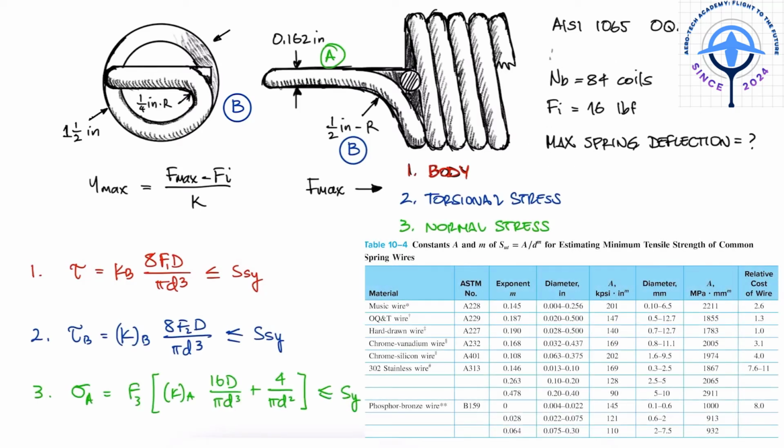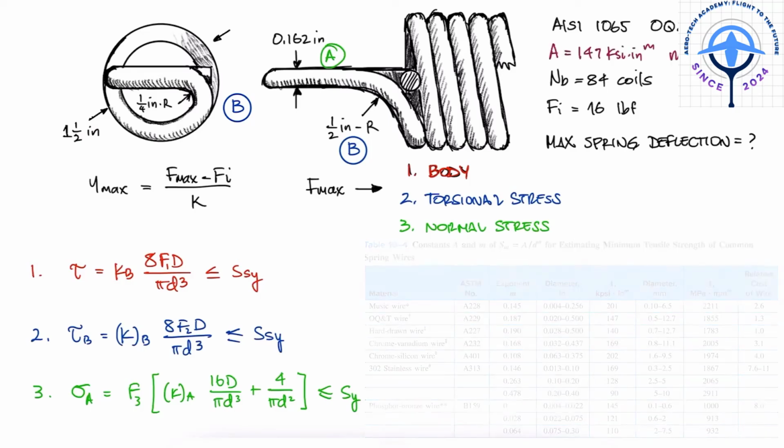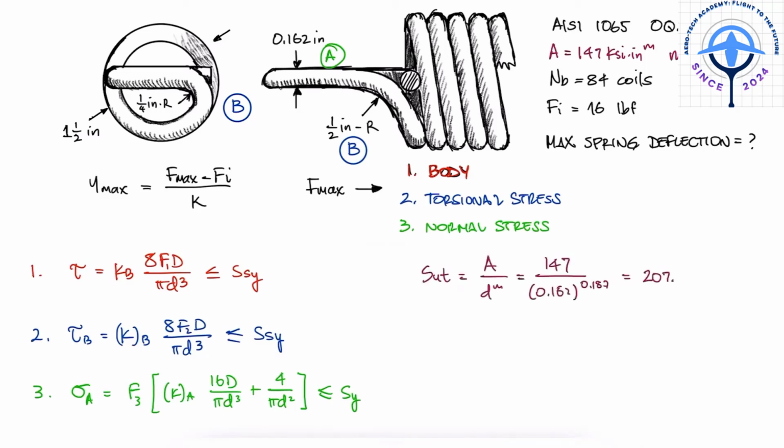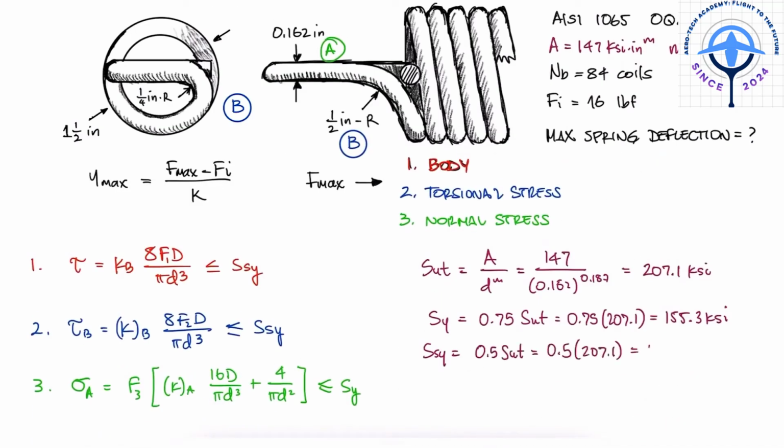We can find the A coefficient and m exponent for oil-tempered wire, and with them and the diameter value, we can calculate the ultimate tensile strength. The yield strength would be 75% of it, and the shearing yield strength 50% of the ultimate strength. For all three stresses, we need the coil diameter, which is the outer diameter minus the wire diameter.